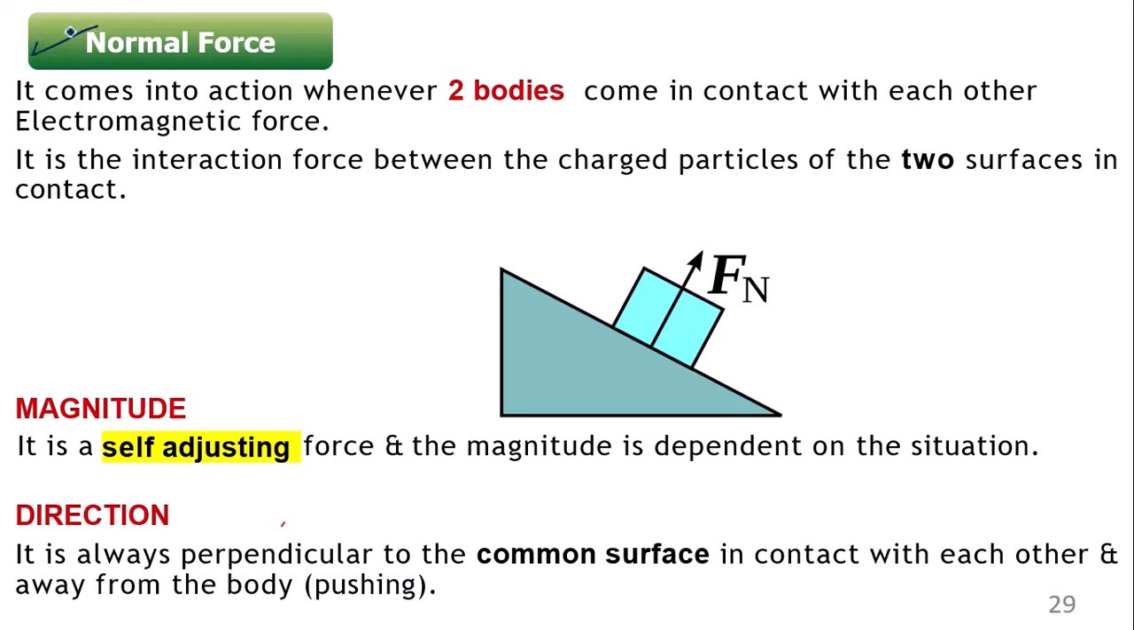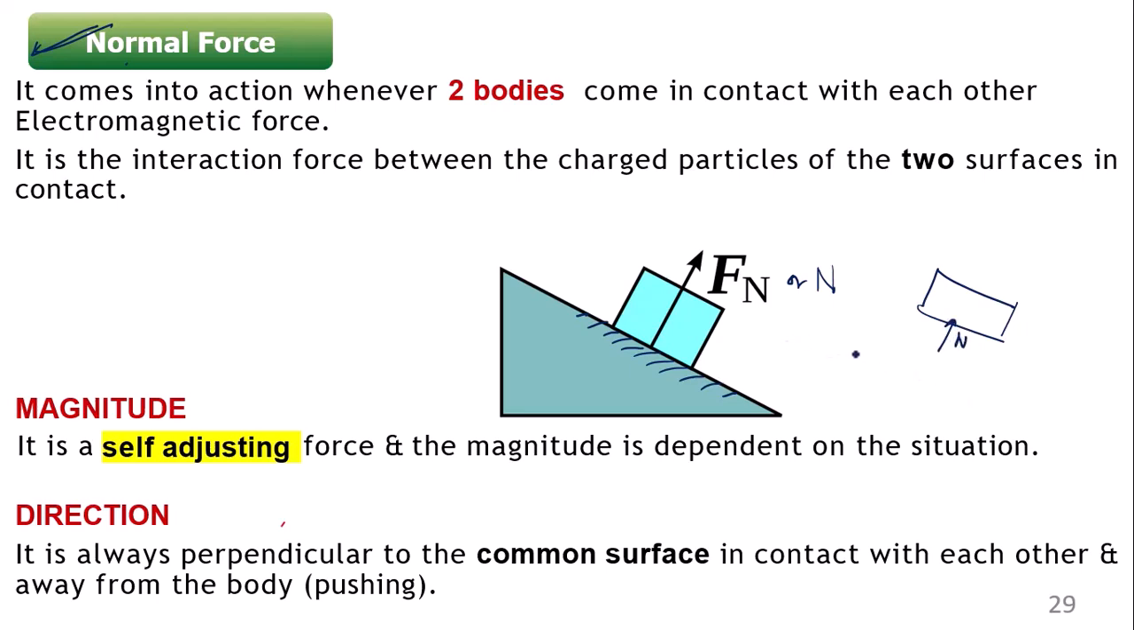Now come to another type of force, the normal force. The normal force is the force between the contact of the body and the surface. If the body is in contact with the surface, the surface offers a force which is known as the normal force, or simply written N. It is a force acting on the body, and its direction is always pushing in nature. On the block, if I draw the force, N is in this direction.